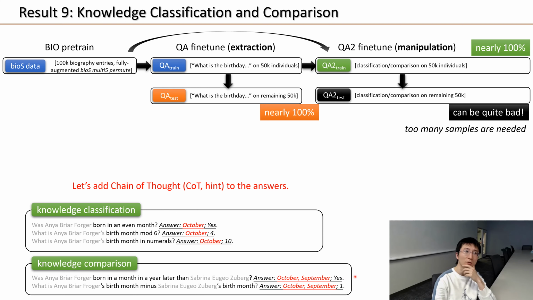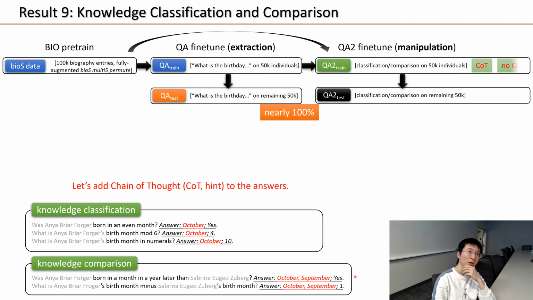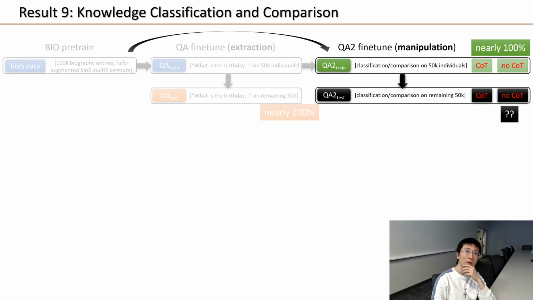This is what we call a chain of thought, or maybe a hint, with respect to the knowledge classification and the comparison tasks. We can add both kinds of data, with or without chain of thought, to this fine-tuning task. And also we can test the model's performance with or without chain of thought. Let us see what the result looks like now. It turns out, once again, the training accuracy, the fine-tuning accuracy, can go to 100%.